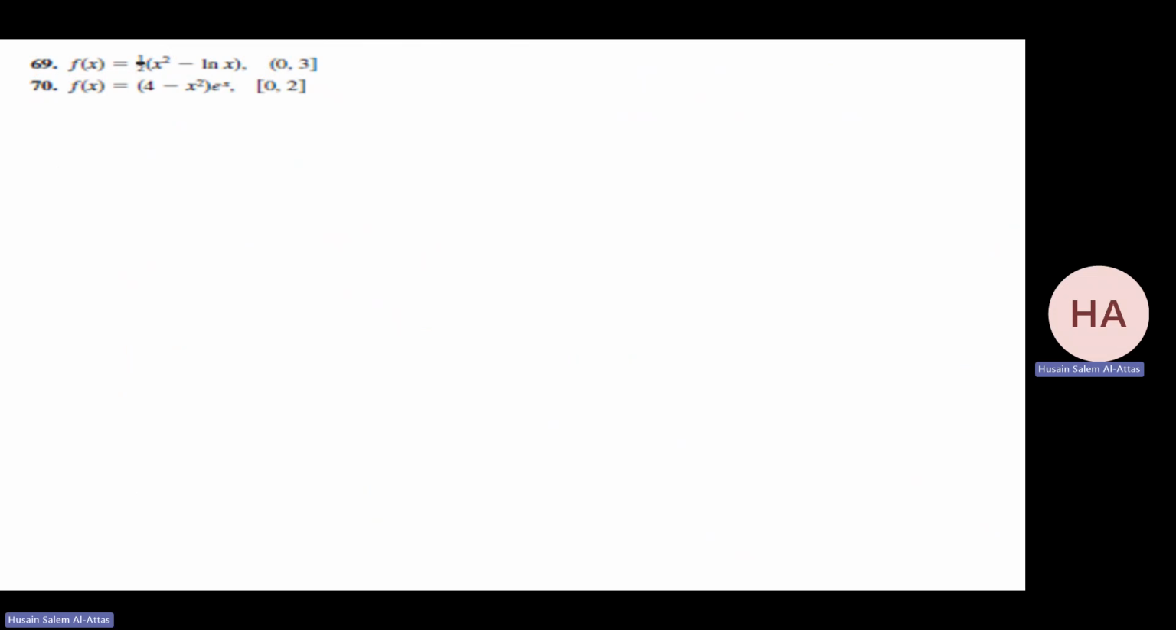Okay, let me do more problems. We have x squared minus ln x. As I said, the same idea, but now the functions become a little bit complicated. Okay, so 69.